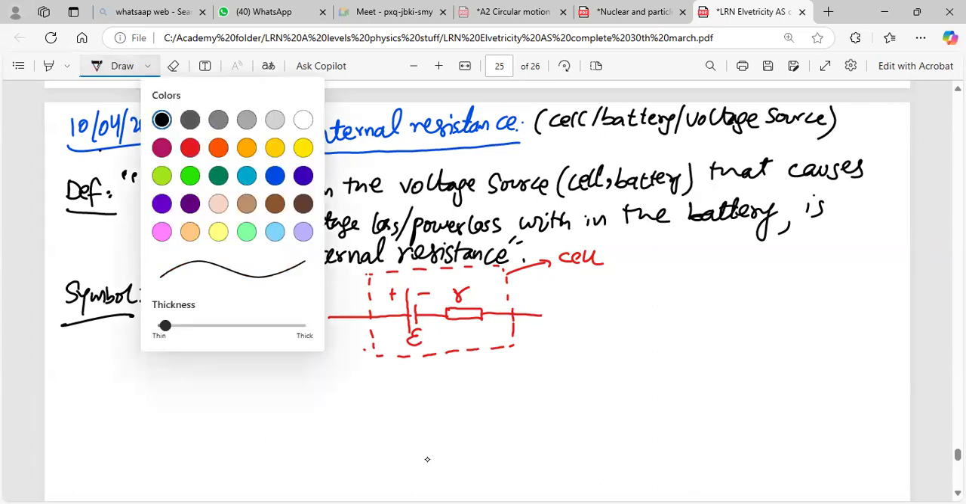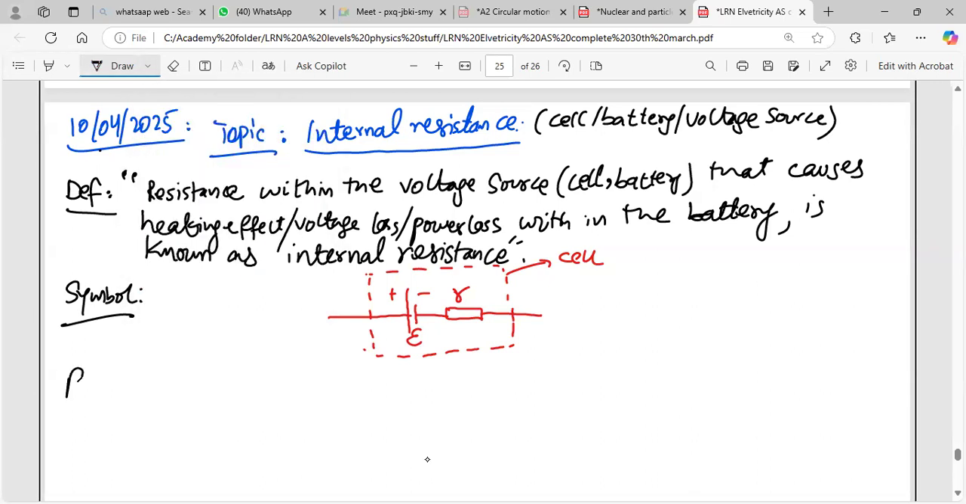Okay, next thing is what is its reason? Why is internal resistance there? Why is resistance there inside the cell? Because the work of the cell is to provide energy to the charges. But the thing is, this cell is made up of something, and we say that the material of the cell causes internal resistance.